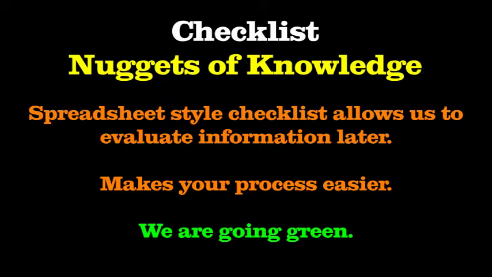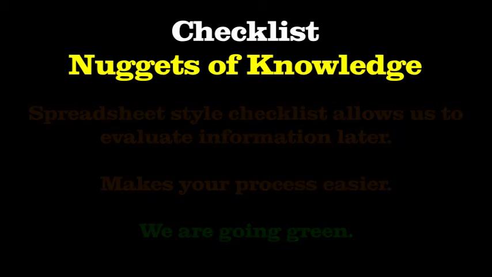Our checklist is set up similar to a spreadsheet. This will enable us to evaluate whatever information is placed on the checklist at a later time. This digital document not only informs you on what to do with your computer, but has links within the form to help make your refurbishing process easier. Plus, it saves on paper. Hey, everybody is going green these days, so are we.